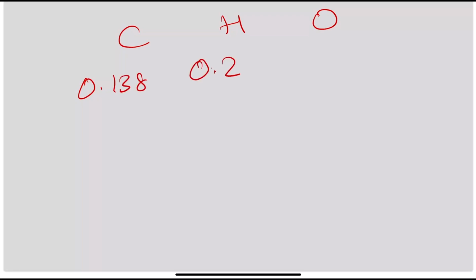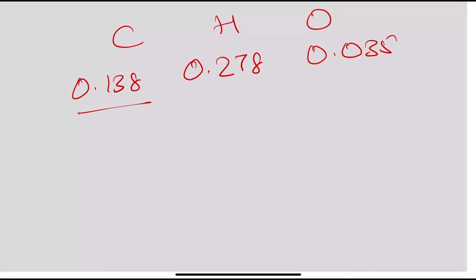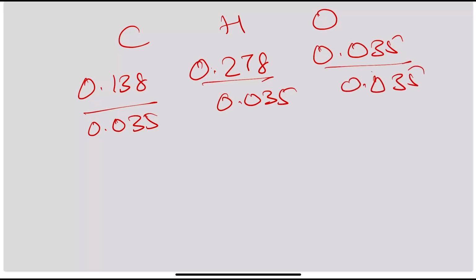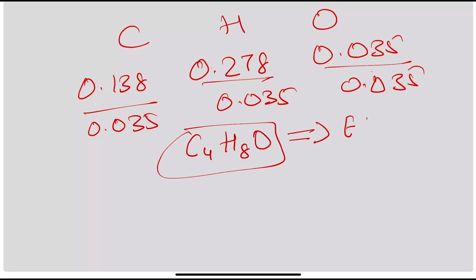So that is going to give me, for C, H, and O, the moles: 0.138, 0.278, and 0.035. So I divide by the lowest number of moles, which is obviously 0.035. And I get a ratio, which is going to give me C4H8O. But this is my empirical formula, right?